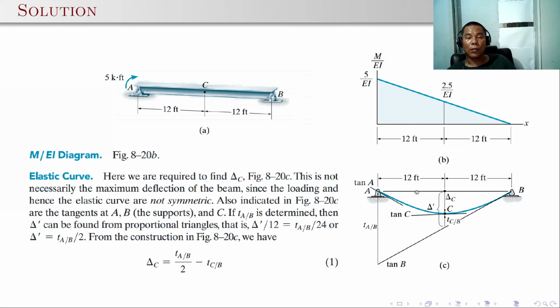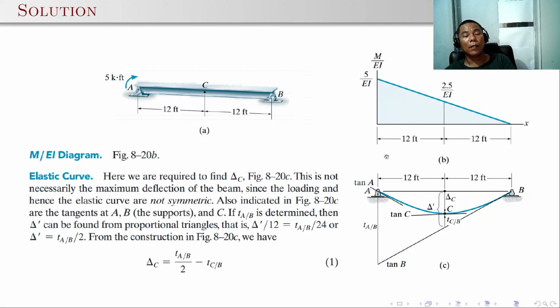is equal to TA over B is to 24. So that would become 1/2 of TAB, or delta C is equal to 1/2 of TAB minus TCB, this equation. So we need only to determine the tangential deviation of A with respect to B and tangential deviation of C with respect to B using the M over EI diagram.